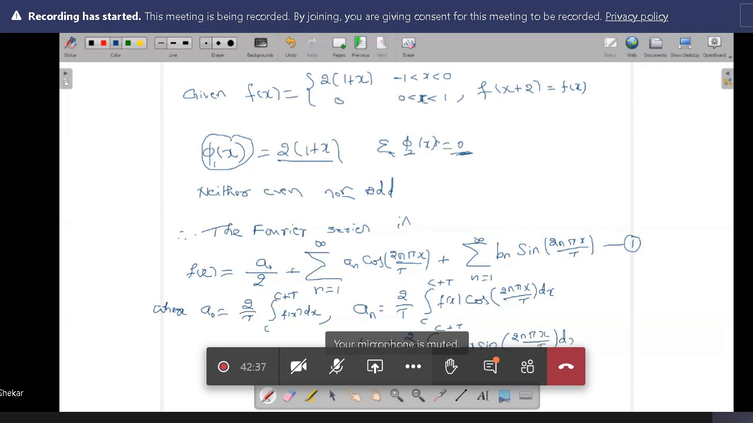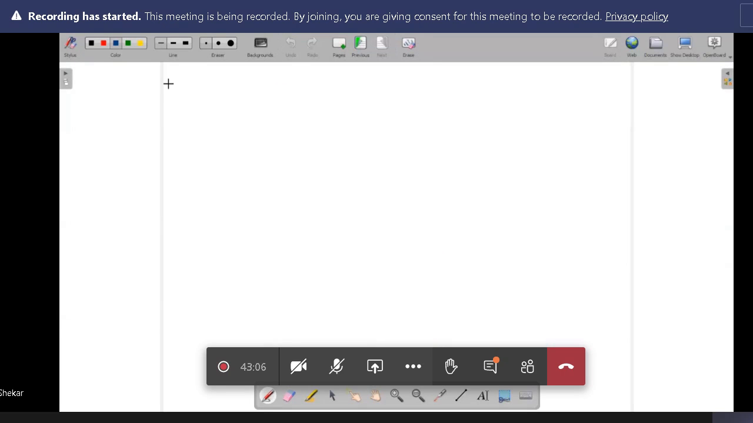So with this I need to find a naught, an and bn for the given f of x. So f of x is just defined in the interval minus 1 to 0. From 0 to 1 it is 0, so no need to evaluate the integration in the interval 0 to 1 since it is 0, and the period is given as 2. So using this I can easily obtain a naught, an and bn.